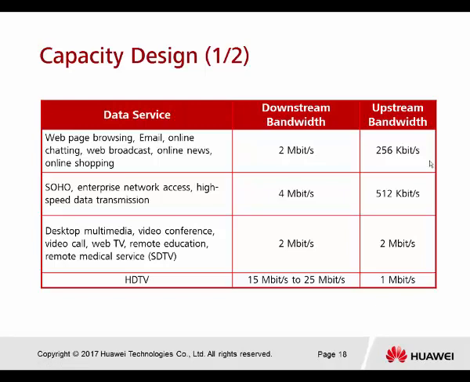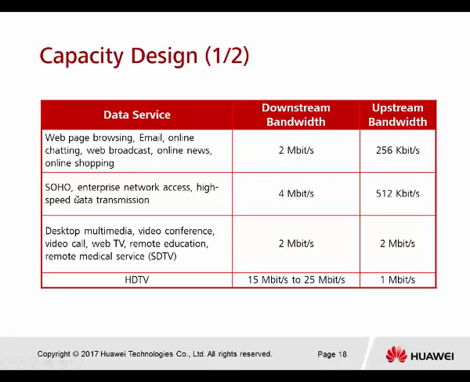Capacity design. Data service: when we're using it for web page browsing, email, online chatting, web broadcasting, online news, or online shopping, the downstream can be set to 2 megabit per second, and the upstream bandwidth is 256 kilobit per second. Of course, these are just some of the recommended values. You can adjust this to anything that you want.